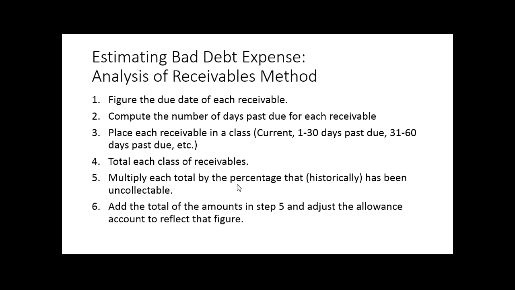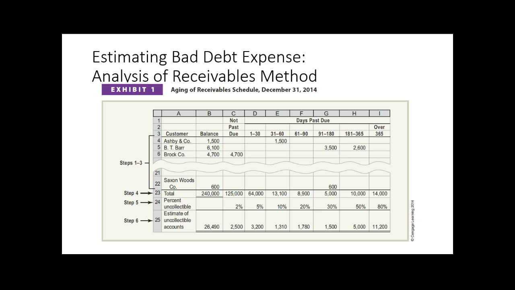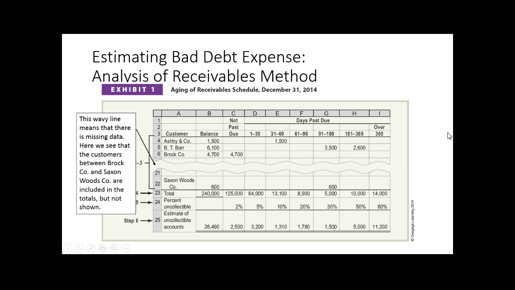In this case, I'm not worried about the expense. I'm concerned with the balance in the allowance for doubtful accounts account, and we do it this way. This is from the book. It's copyrighted, so just letting you know that Cengage has that copyrighted. But here is a partial list. It's a spreadsheet with all the customers listed down the side. You notice there's a break here, and that wavy line means that there's some data missing. We've skipped a few lines. They're recorded in these totals right here, but we're not showing the individual amounts.